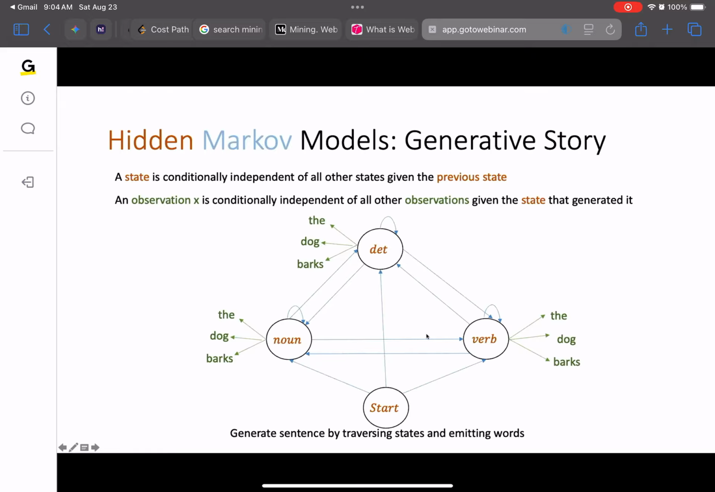Let's discuss how to generate a sentence using HMM. From the start state, we can visit any of the other states, either determiner or noun or verb, and emit the observation word, the, dog or barks, in the vocabulary, and then transition to the other state, either noun or verb, or do a self transition to the same state. This is how we can generate a sentence using HMM in a generative way.